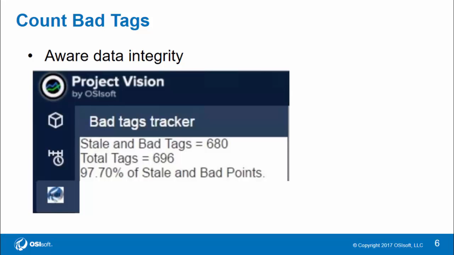The first feature I want to introduce is the bad tag tracker. It counts the number of bad tags in the Pi server as well as the total number of tags in the Pi server. This allows users to be aware of their data integrity based on the number of bad tags they have. Currently, only administrators are able to see this through the Pi system management tool, but this feature allows any user without administrator rights to see their data integrity anywhere, anytime.